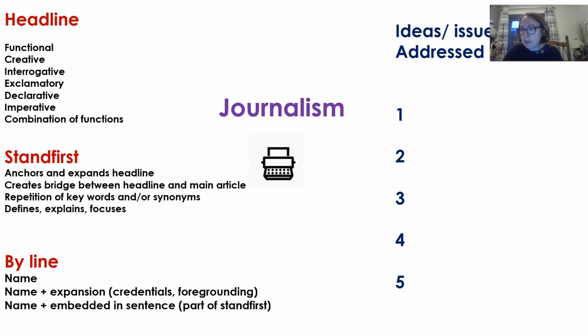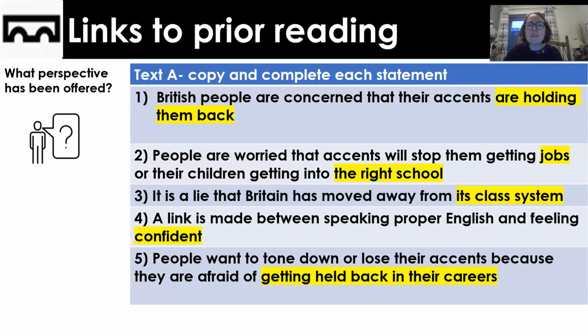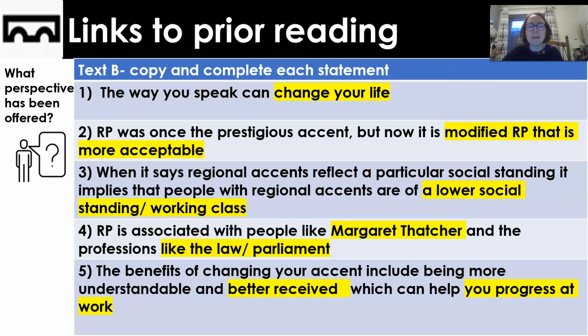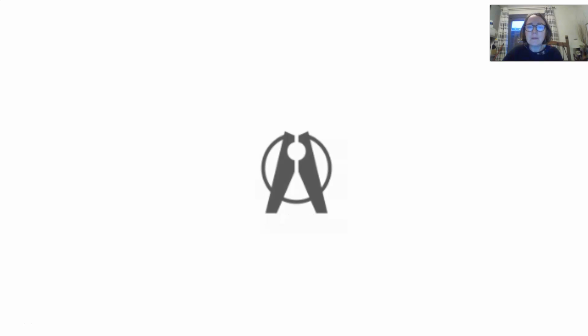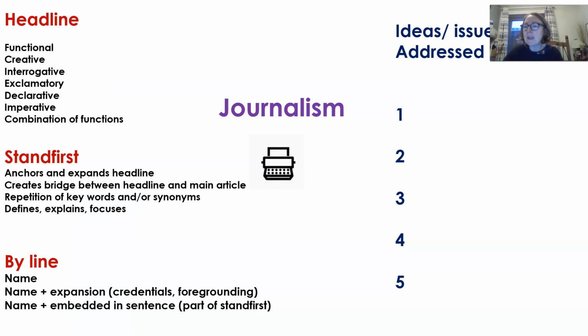The other things you can use: we did lessons where we summarized the issues already. So if you've got these notes, these are some of the issues. You'll see text A, there's 5 issues there. Text B, there's 5 issues there. We're only looking for 5 ideas or issues from across your articles, so from across both.